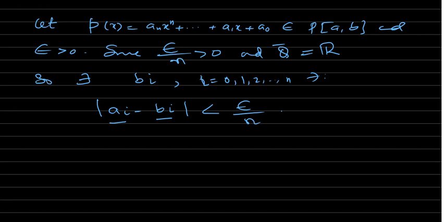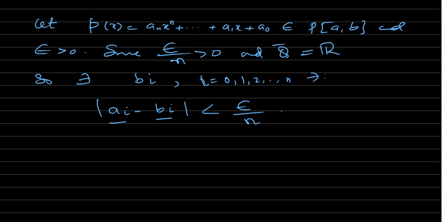Okay, so given any polynomial I can fix this n. If the polynomial is of degree 3, then in that case n is 3. So once you fix a polynomial, you can find this fixed natural number n. So this is now fixed for this polynomial. So mod of a_i minus b_i is less than epsilon by n.